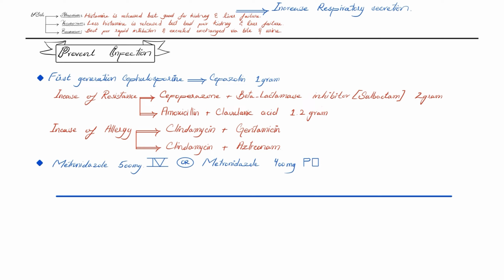But if there is a history of allergy to beta lactams, then you give clindamycin with gentamicin. They basically come in the same combination, or clindamycin with aztreonam. To cover anaerobic bacteria, you give metronidazole 500 mg IV, or you can give oral metronidazole, which is 400 milligram.